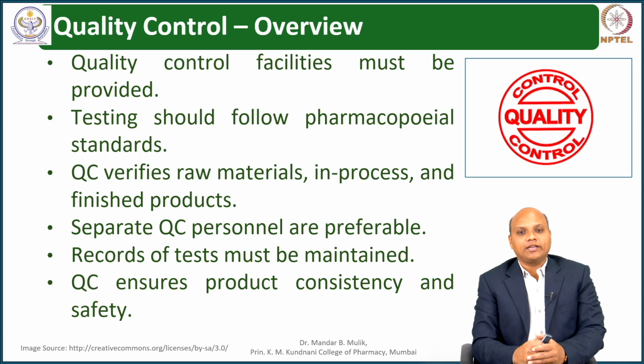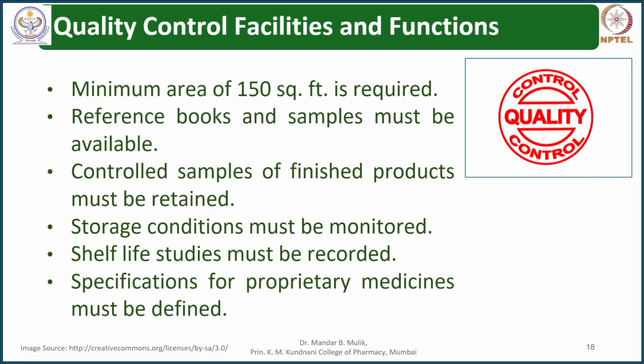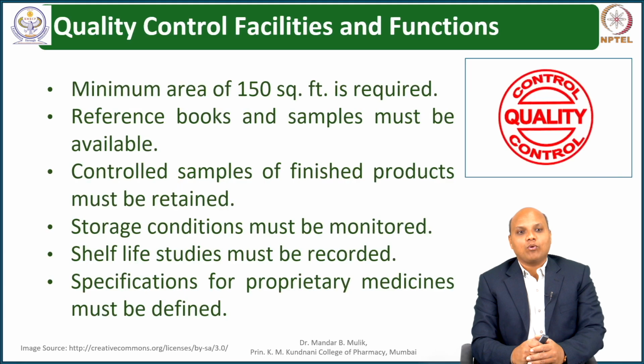QC verifies raw materials, in-process and finished products. Separate QC personnel are preferable, and records of tests must be maintained in proper documentation. QC ensures product consistency and safety. A minimum area of 150 square feet is required, separate from the production area. So, as we have seen, a 1200 square feet area is needed for the production. Apart from that, a 150 square feet area is required for the QC check.